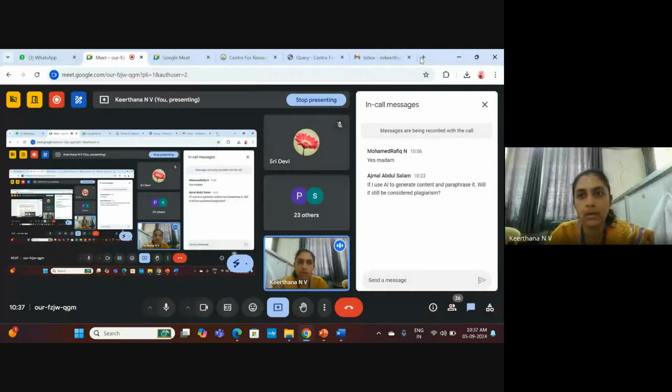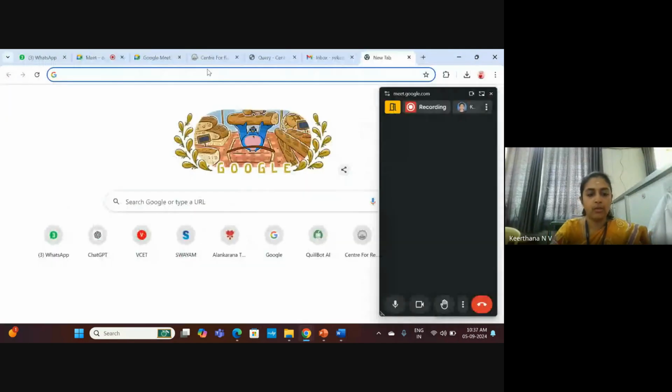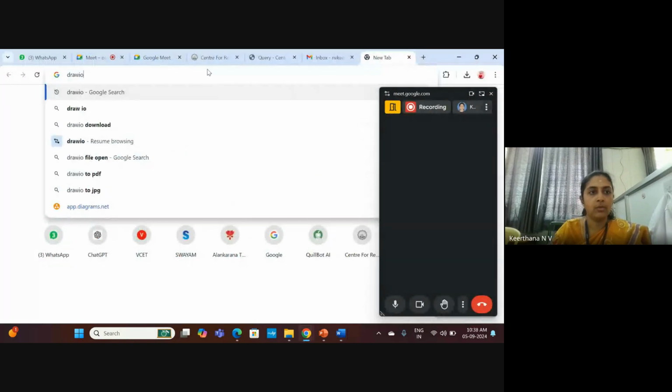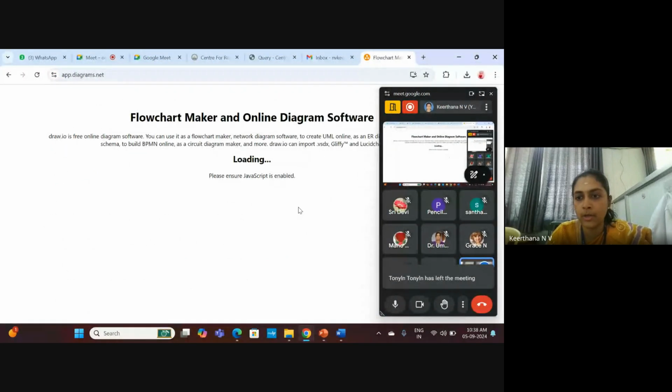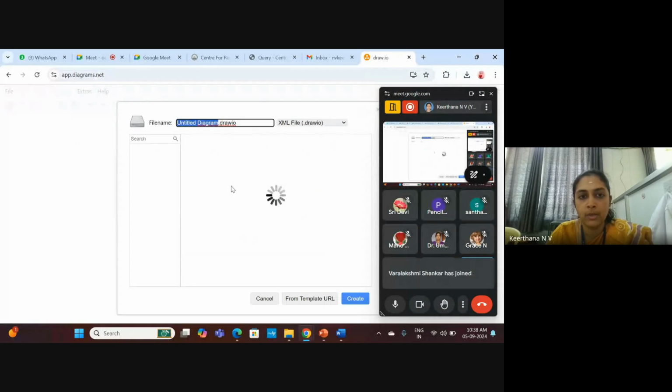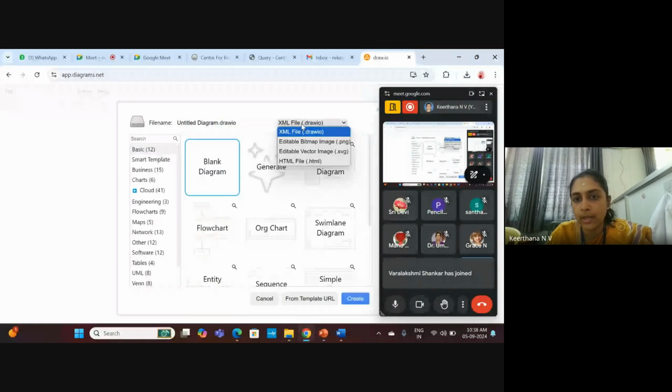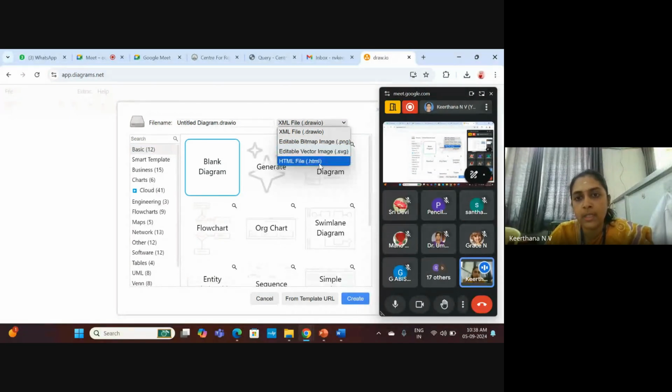So I will show you draw IO. This is a cloud-based drawing tool. You can draw your diagrams here. So create a new diagram. In this format you can check whether you want your diagram as an XML file or PNG file, SVG file or HTML file. Most of the journals will ask you to submit your diagrams in a separate zip format. Those diagrams are usually asked in TIFF format or JPG format.